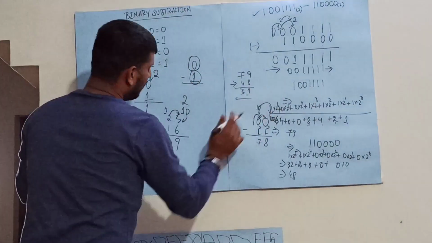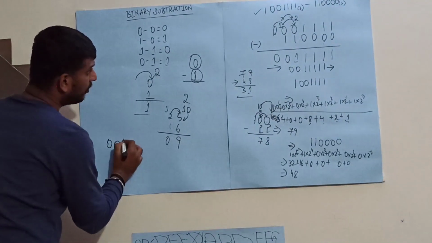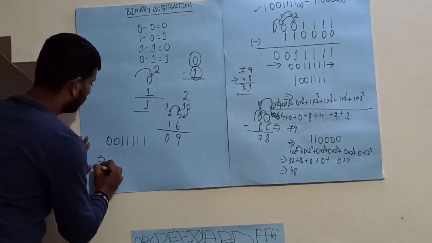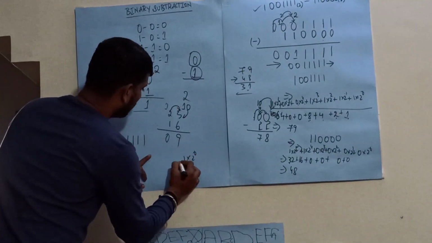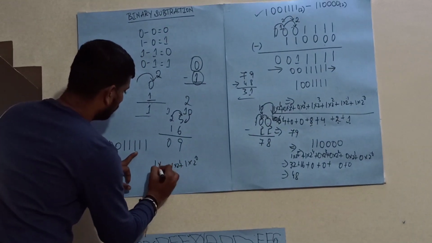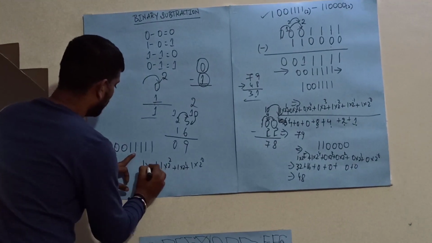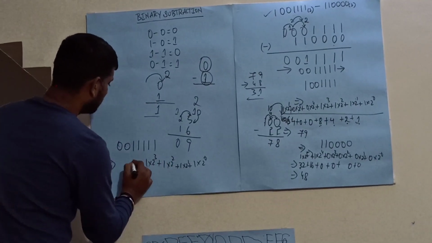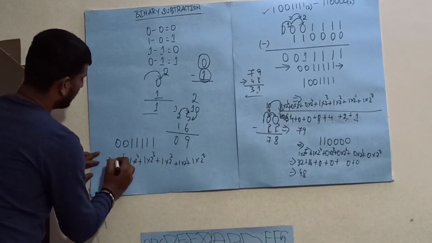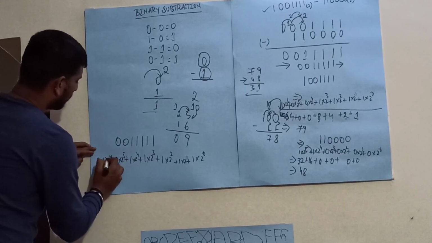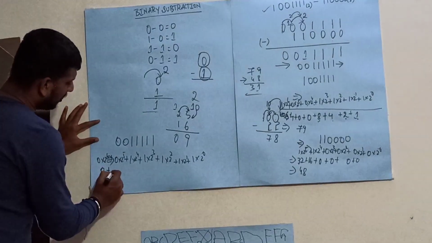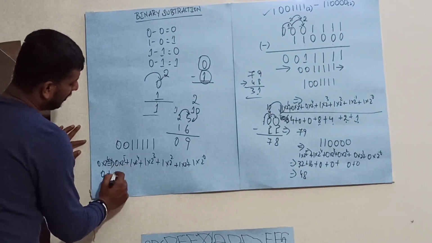I will just write it over here. What is the value I have got? 0, 0, 1, 1, 1, 1, 1. That is, 0, 0 followed by 5 ones. So 1 into 2 to the power of 0 plus 1 into 2 to the power of 1 plus 1 into 2 to the power of 2 plus 1 into 2 to the power of 3 plus 1 into 2 to the power of 4 plus 0 into 2 to the power of 5 plus 0 into 2 to the power of 6. 0 multiplied with anything is 0, and 0 multiplied with anything is again 0.